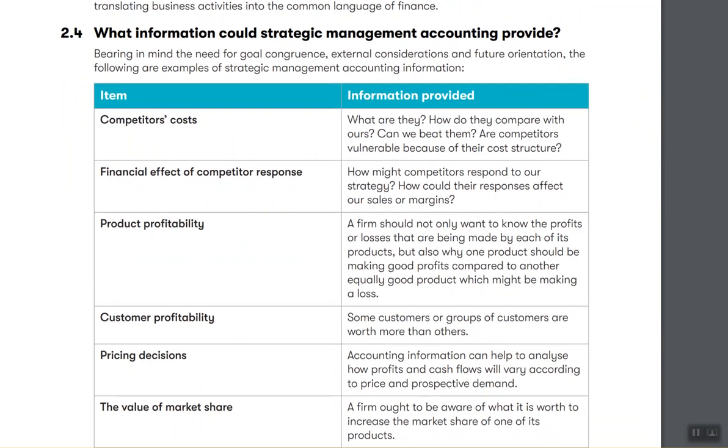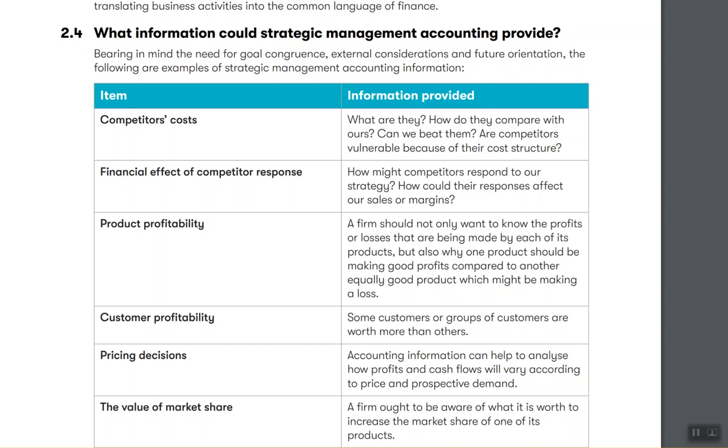Okay, in strategic management accounting, what could you get? What information does it provide? The top level, remember, competitors' costs. So why do you want to know about the competitor costs? Because if you know about their costs, you would be able to know whether you can beat them or whether you cannot beat them. Financial effect of the competitor response. So if we change our price, what the competitor will do.